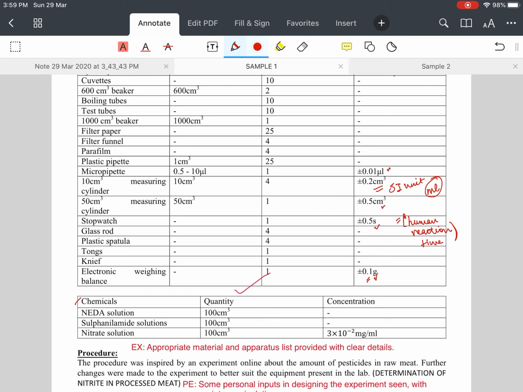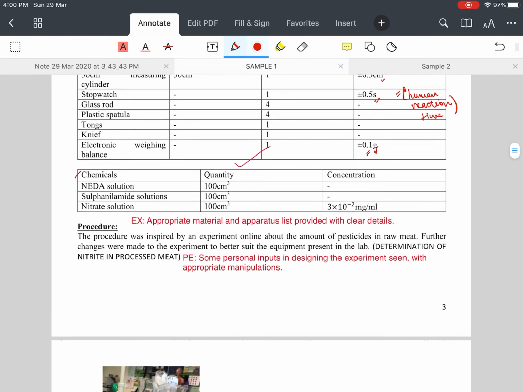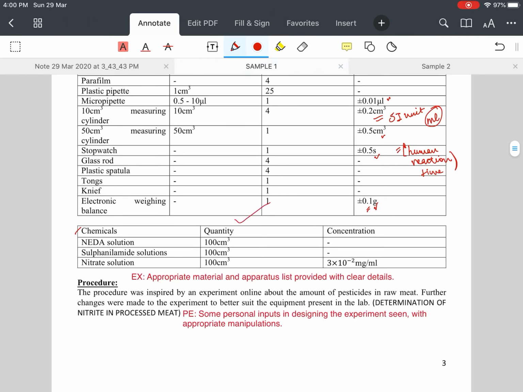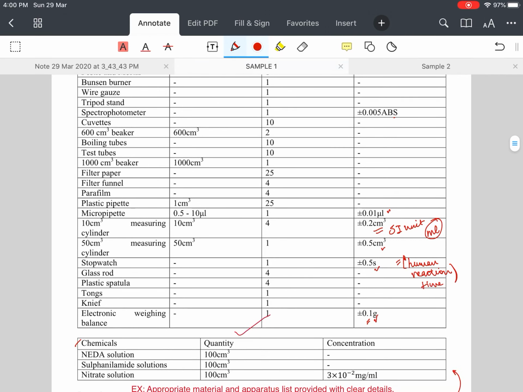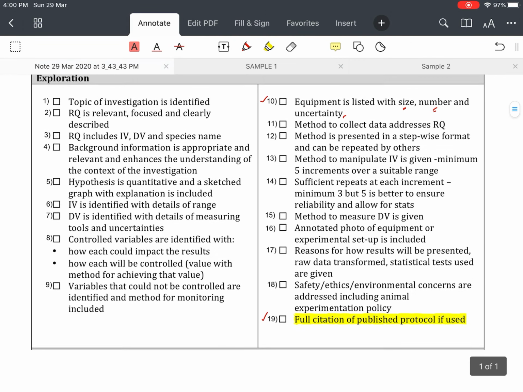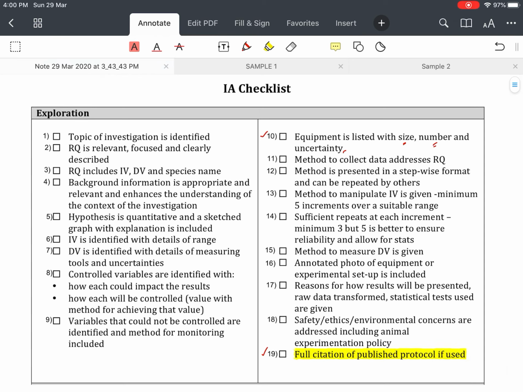So make sure these details are correct, and double check with your procedure that you are not missing anything here in the list which you are using in the procedure. So this procedure and this list must not be contradictory at any point of time. So this was point 10, which we were talking about.